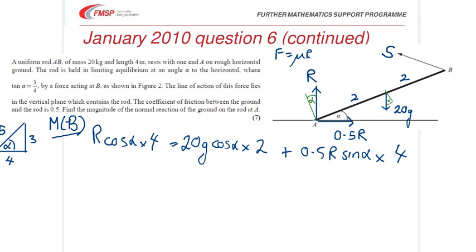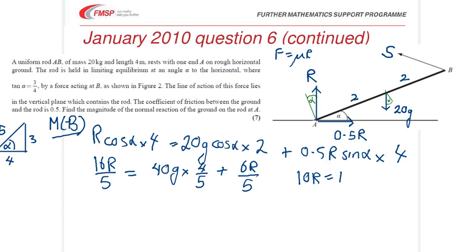From now on, it's straightforward. We just put the values of cos alpha and sine alpha in. This becomes 16R over 5. This becomes 40g times 4/5. And this becomes 6R over 5 here. Collect up the R's then. We get 10R equals 160g. So R equals 16 times g, which is 157 newtons to 3 significant figures.